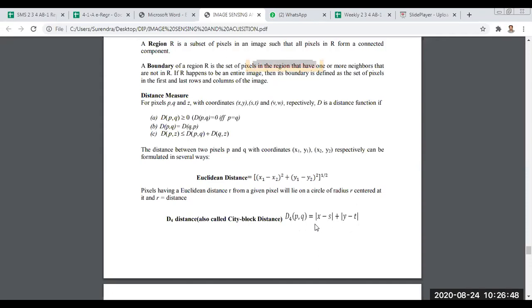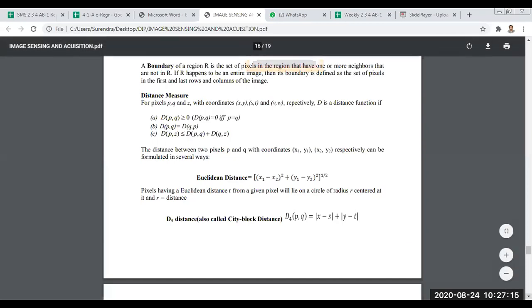What are the two coordinate points here? x comma y and s comma t. Instead of x1 y1 and x2 y2, here I am considering different coordinates, x comma y and s comma t. x comma y is the first pixel p, and s comma t is the second pixel q. So the chessboard distance between these two is measured by the modulus of x minus s plus the modulus of y minus t. Like this we are calculating.